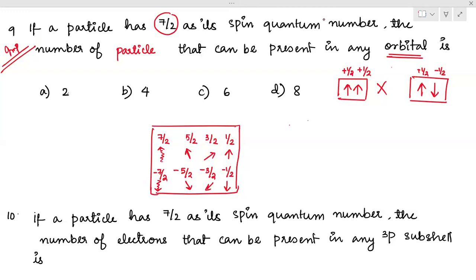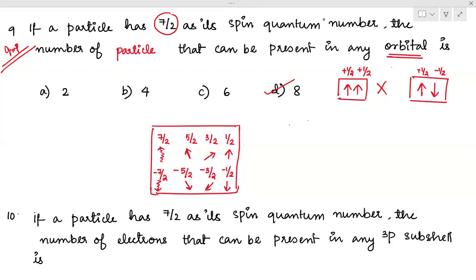So all of these represent different orientations corresponding to the spin quantum number. Not magnetic, corresponding to the spin quantum number. So how many orientations are possible? There are 8 quantum numbers corresponding to 7 by 2, and hence the correct answer is 8. This is an arbitrary question. This is not a real life question. This question was framed so that you understand the concept. You can get such questions.